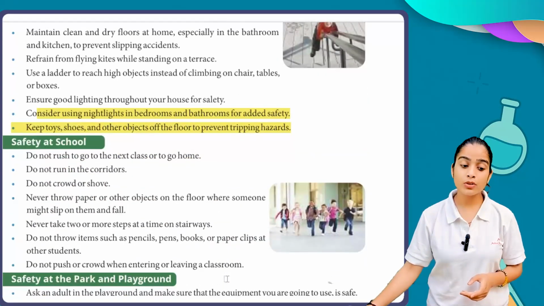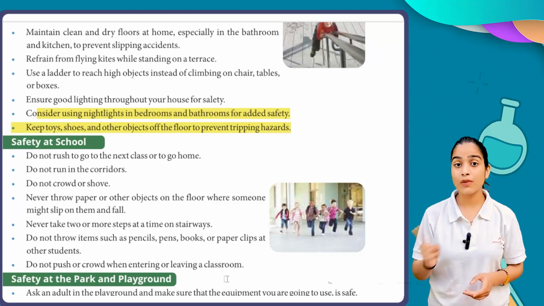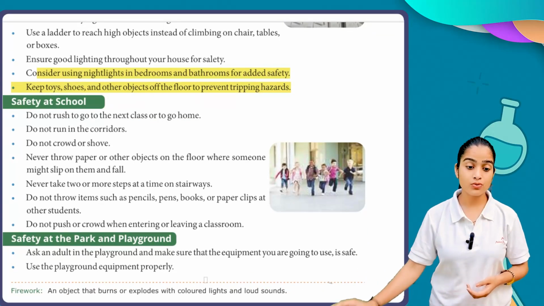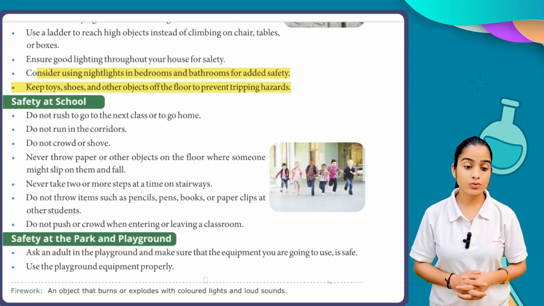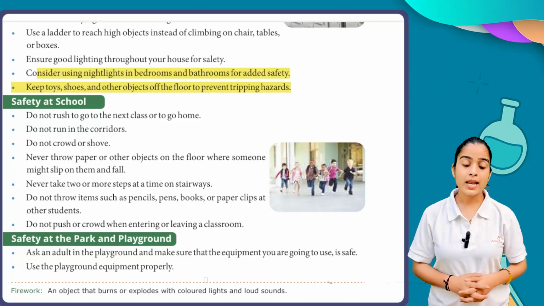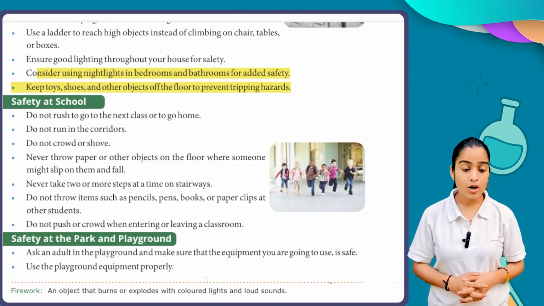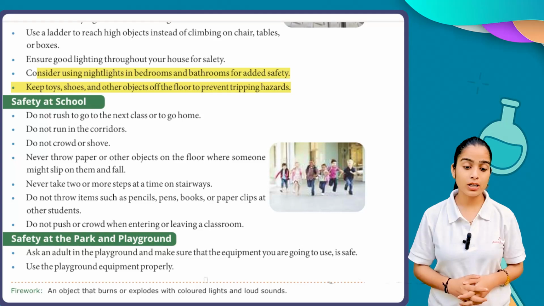Now we are going to learn about the safety rules which we have to follow while we are at school. So what are the safety rules? Do not rush to go to the next class or to go home. Do not run in the corridors. Do not crowd or shove. Never throw paper or other objects on the floor where someone might slip on them and fall. Never take two or more steps at a time on stairs. Do not throw items such as pencils, pens, books, or paper clips at other students. Do not push or crowd when entering or leaving a classroom.